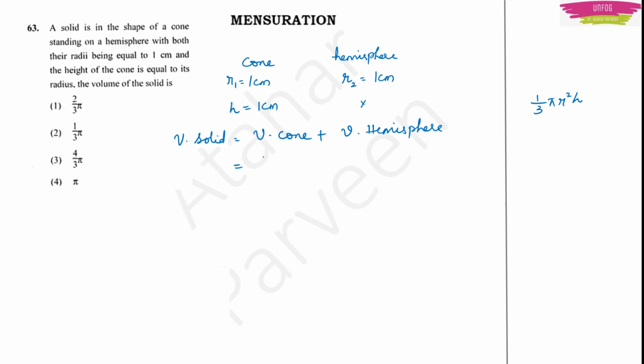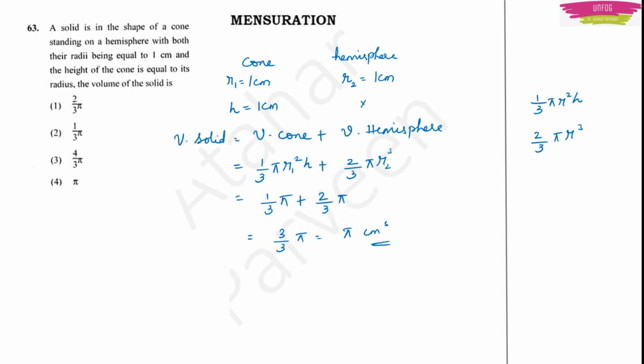So the volume of the cone will be 1 by 3 pi r square h and the volume of hemisphere will be 2 by 3 pi r cube. Now I will substitute the formula here. For cone it will be 1 by 3 pi r1 square h plus, for hemisphere there is no height, right? It will be 2 by 3 pi r2 cube. But r is 1 here and h is 1, right? So it will be 1 by 3 pi plus 2 by 3 pi. Now add it, you will get 3 by 3 pi, or the answer will be pi centimeter cube. So option 4 will be the right answer.